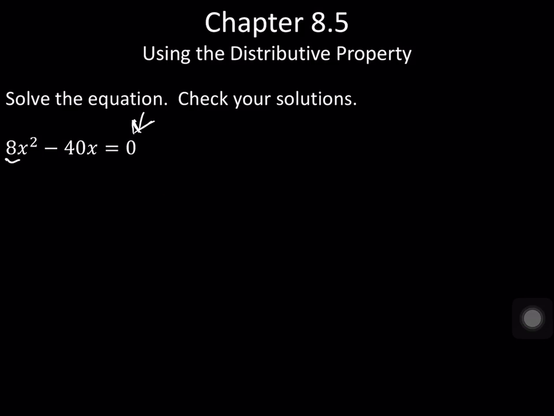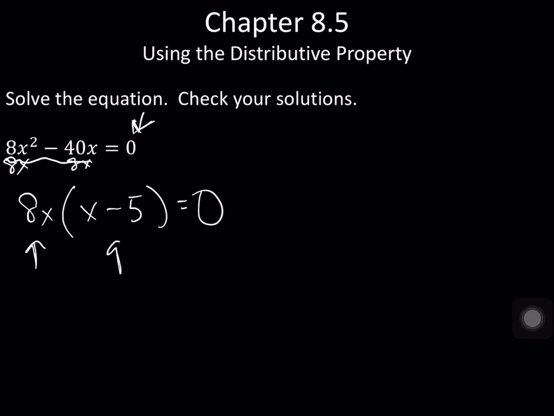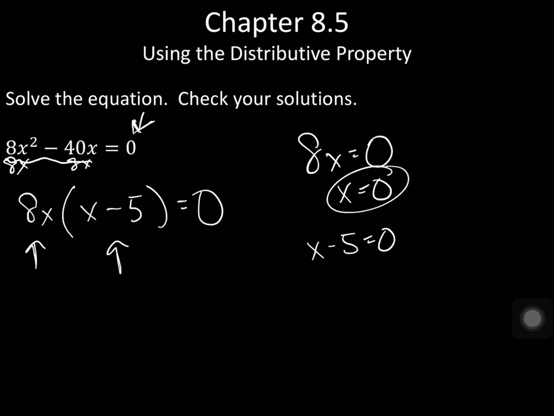Does 8x squared minus 40x have anything in common? Well, they have an 8 and an x in common. And when the 8x is undistributed, I'm left with an x. And when the 8x is undistributed, I'm left with a minus 5. And so now I have something times something equals 0. So one of my solutions is 8x equals 0 or x equals 0. And then x minus 5 equals 0 or x equals 5.